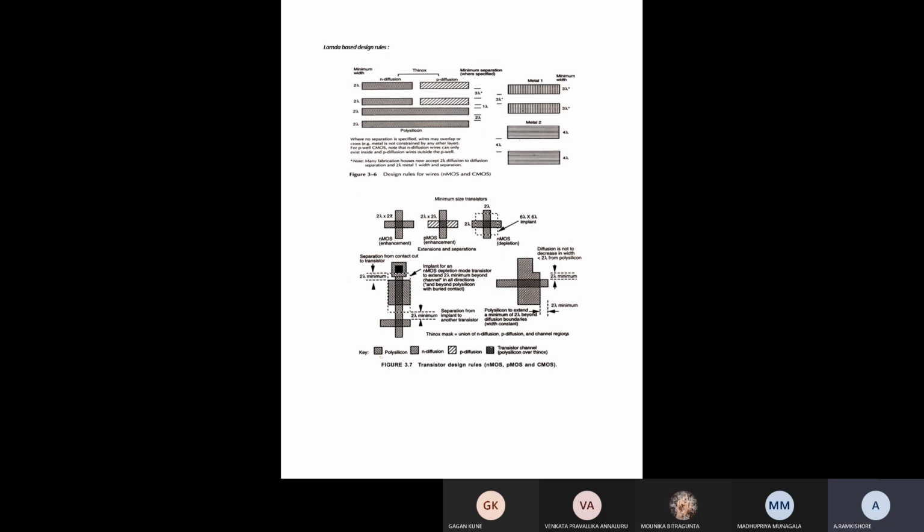polysilicon, that is also left inclined lines. Polysilicon will be closed space, left inclined. For N diffusion, that is right inclined. For P diffusion also right inclined lines, but with wider space. For P diffusion we have to use wider space.